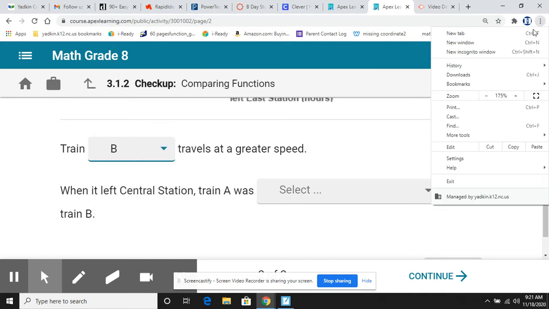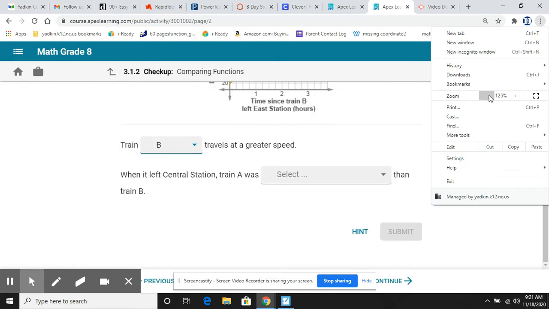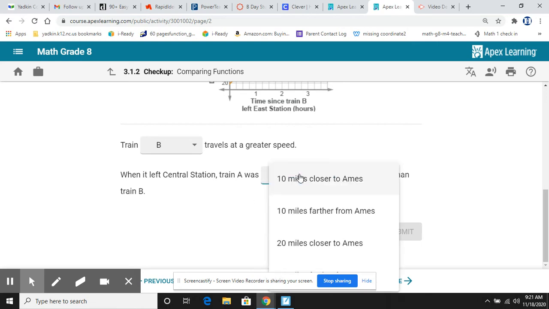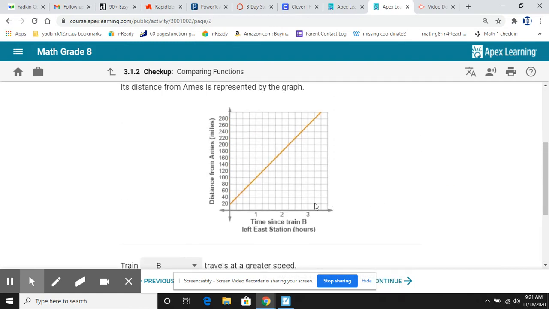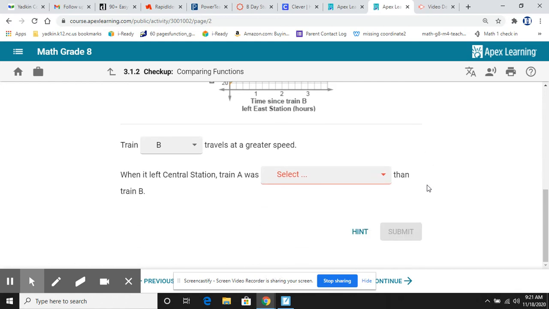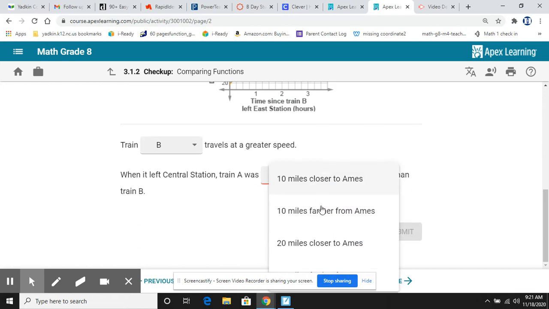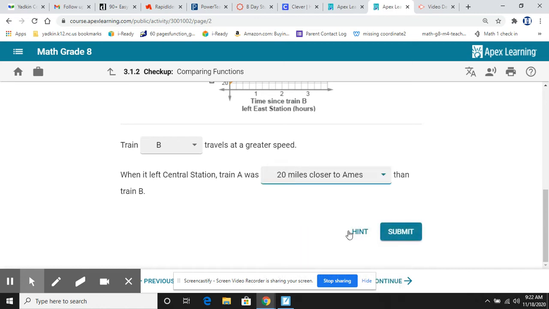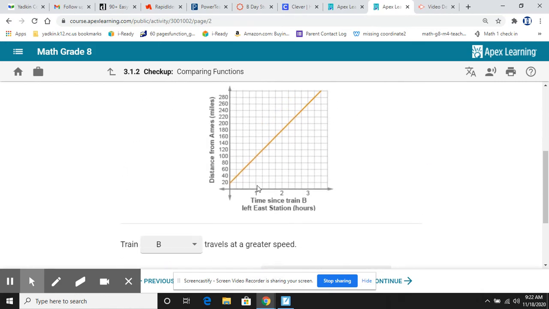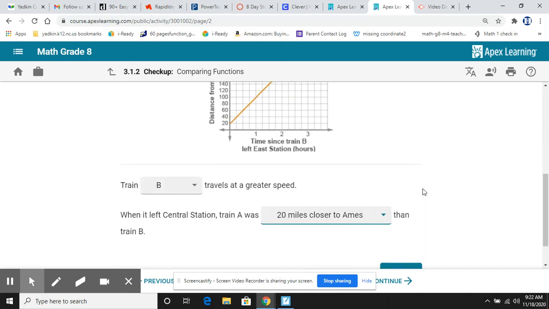When it left the station, I'm going to go back down a little bit. When it left Central Station, train A was blank than train B. Okay, so let's look and see. So now we're talking about the y-intercept. Train B was 20 miles from the station. It says train A was 40 miles from the station. So train A was 20 miles closer to Ames because it was already 40 miles from the city of Ames, and this was 20 miles from Ames.